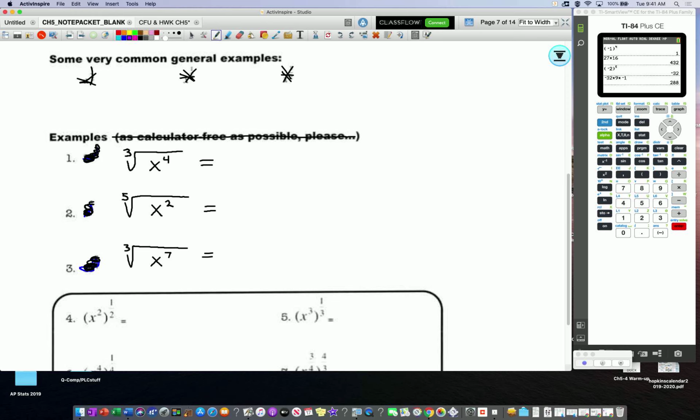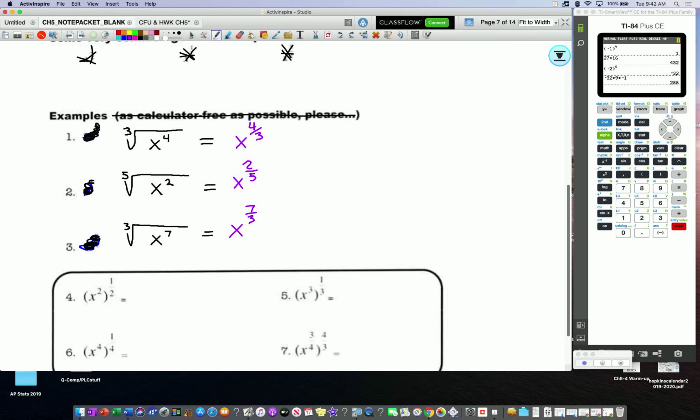I've crossed out those. I know I've changed up this note packet a little bit here. That will happen from time to time, so please be patient with me. If I want to rewrite this as a fractional exponent, here's the numerator, here's the denominator, so x to the 4/3. I try the next one. Here's the numerator, here's the denominator, x to the 2/5. I want you to try the last one, and I'll give you about 10 seconds. Ready? Go. All right, how'd I do giving you 10 seconds? x to the 7/3 power.